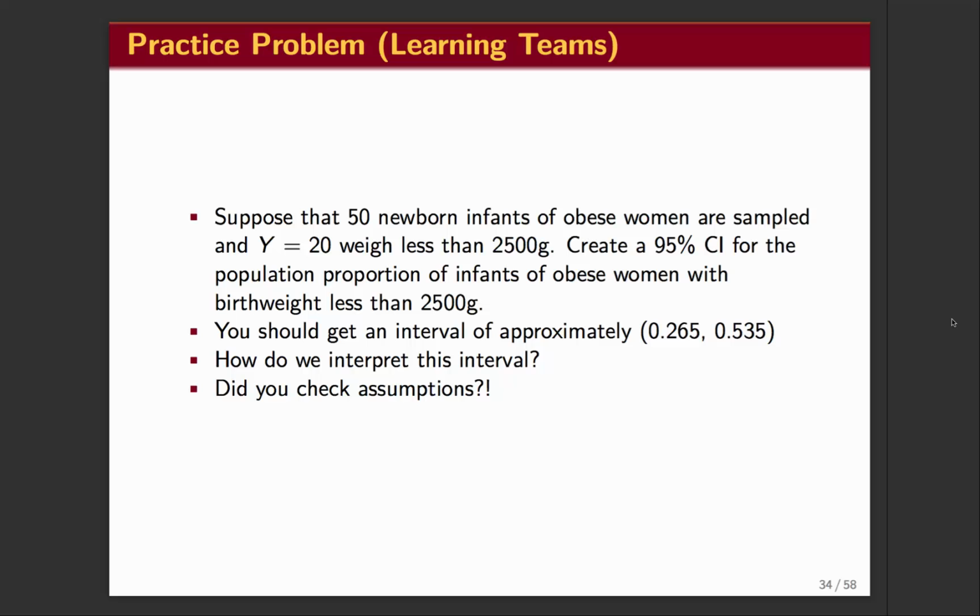95%. Okay, so let's say that I started with this null hypothesis of H naught: p is equal to 0.5, and our alternative is p is not equal to 0.5. Looking at the confidence interval and knowing this is the test I did, what can I say about the p-value of this test? It's either greater than 0.05 or less than 0.05. We failed to reject, so it is greater than 0.05.